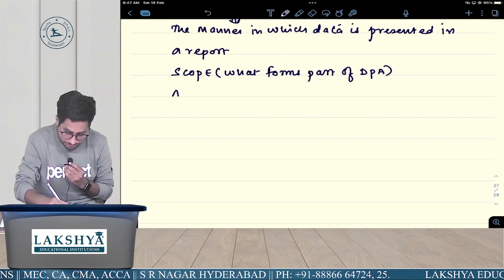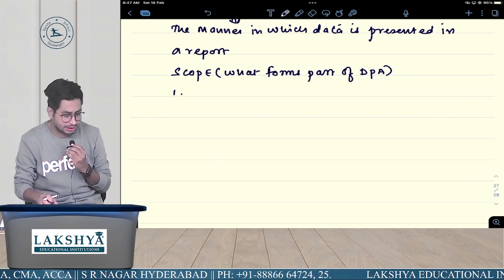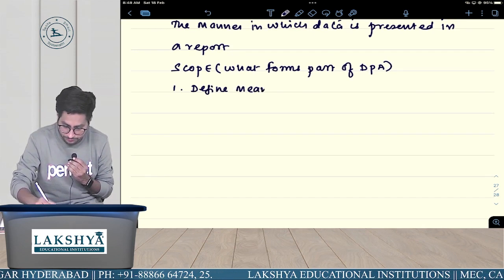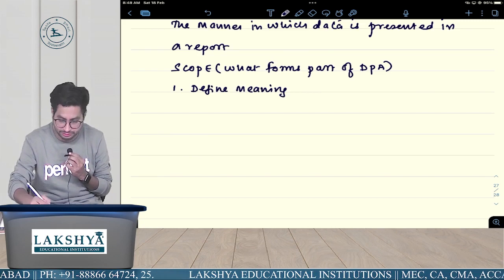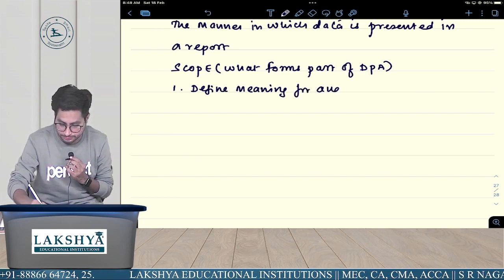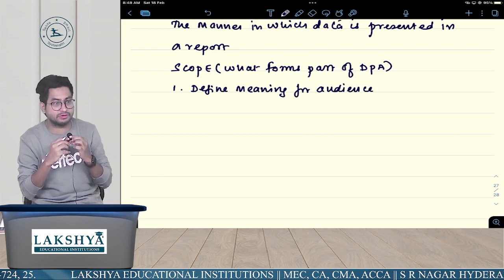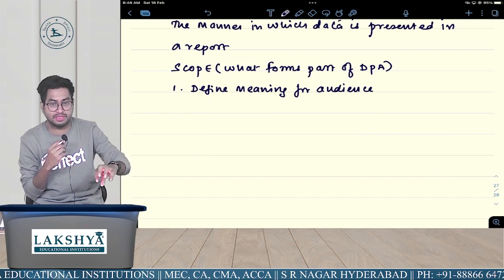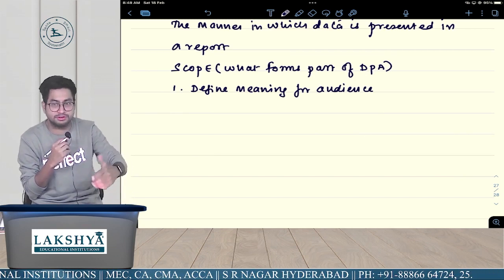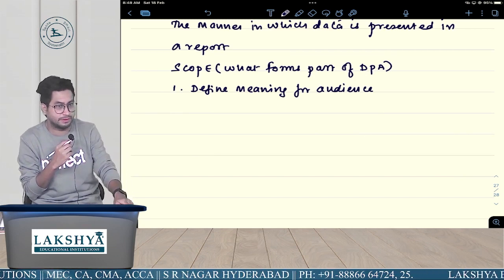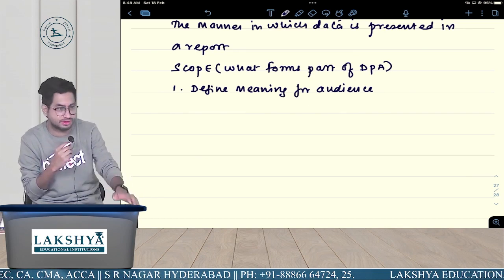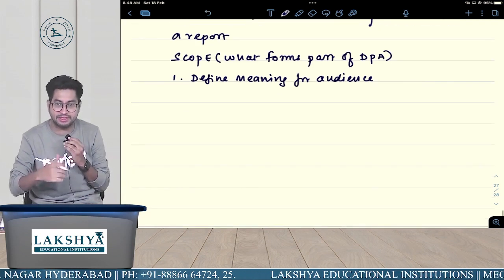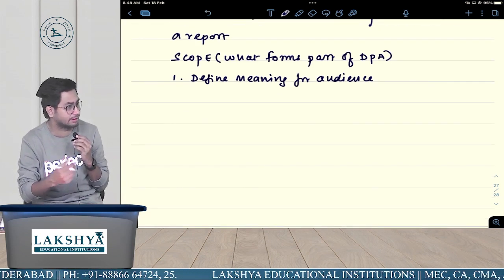Point number A. First point, I need to determine, I need to define meaning. For whom? For the audience. Who are the audience for my report, my writing or my notes? You. So there should be some meaning in the notes I'm writing. If my notes themselves are meaningless, you won't be able to understand anything. Will you be able to write something? No. That is why whenever I'm writing something on the board, it should have some meaning, some logic.